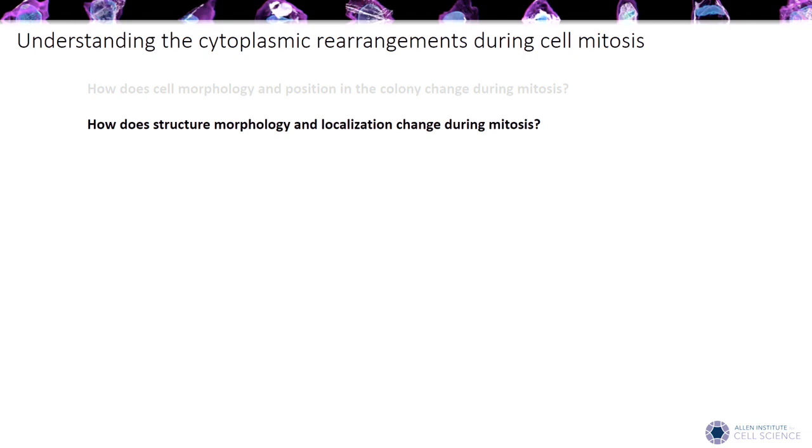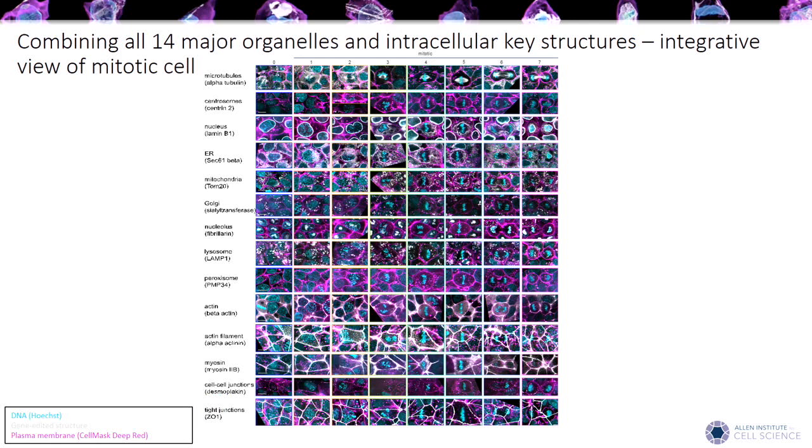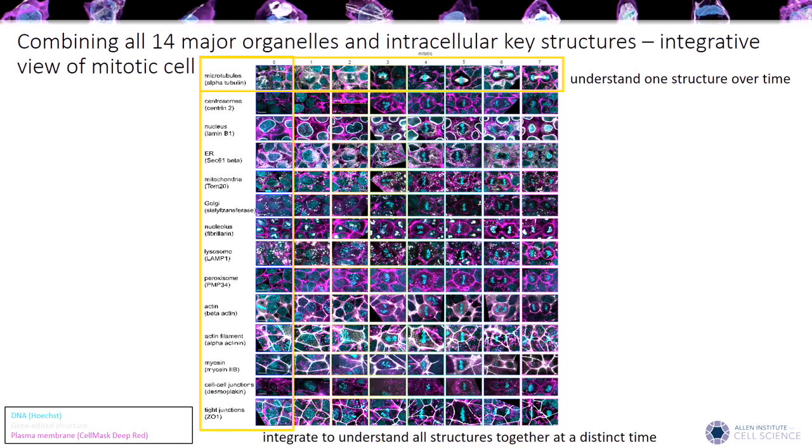We can also look at what the structures are doing as the cells divide. And this is kind of an overview of all our 14 key organelles and structures. And we can do the classical approach, and we can look at one single structure over time to understand the dynamics of that structure as the cell divides, or, which I think is more interesting and it's going to be really exciting to do so, we can pick one distinct time in the cell cycle and look at all the structures together and integrate them to really understand the organization of that cell at that given time point.